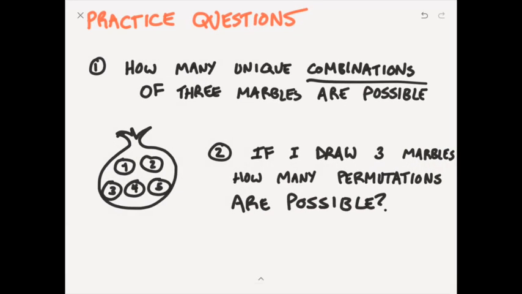So here's some practice problems you can try out. They both have to do with this bag of marbles labeled 1, 2, 3, 4, 5. You can think first about how many unique combinations of 3 marbles are possible. And then you can think about, if you draw 3, how many permutations are possible. So we'll really kind of dig into that. Good luck.